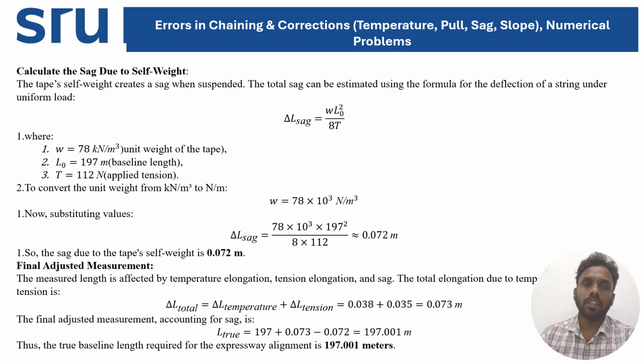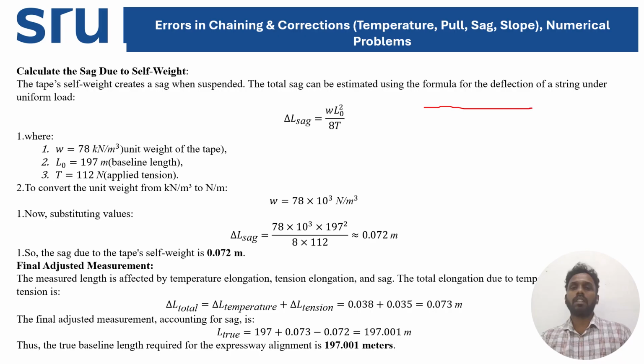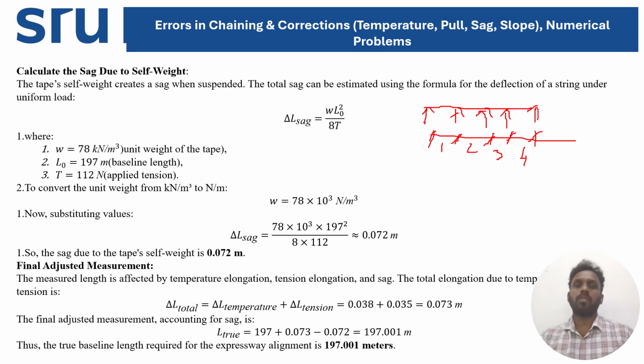So the next one is to calculate the sag or the self height. You are going to calculate the sag because the tape is suspended on four equal spans. Even though you are pulling, as the question clearly says, the tape is suspended on four equal spans. So it is equal spans 1, 2, 3, and 4. With these four equal spans you are calculating.